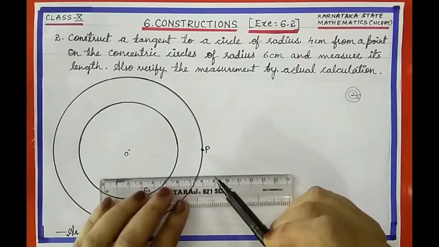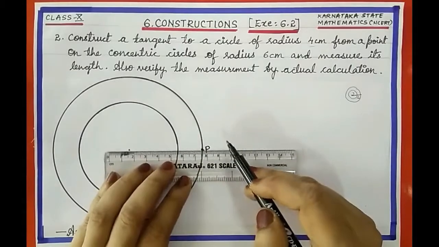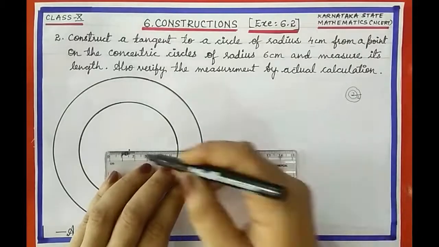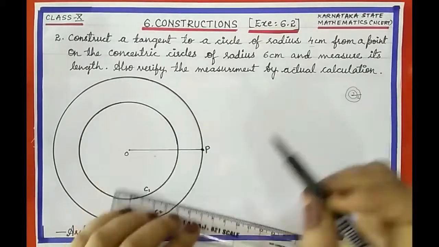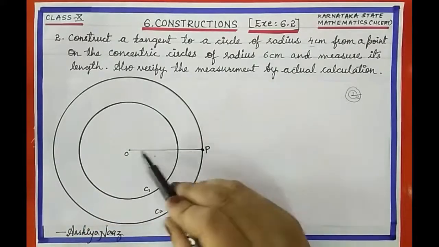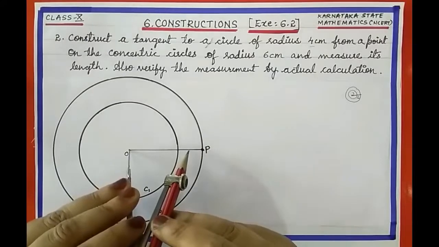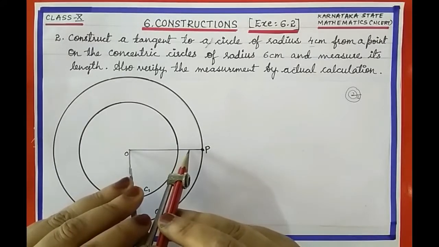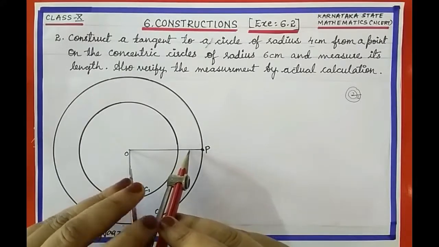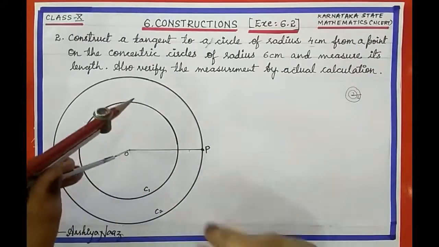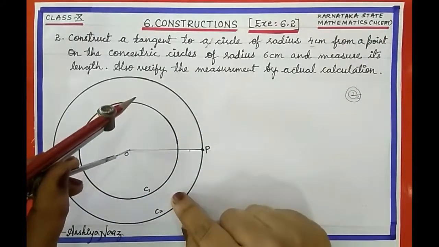So for this, what we have to do? Let us join OP. Then we have to bisect this line OP. So with a radius equal to more than half of line OP, draw the arcs above the line OP and below the line OP.